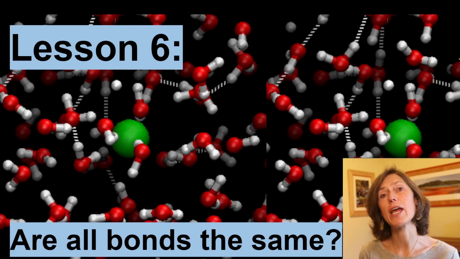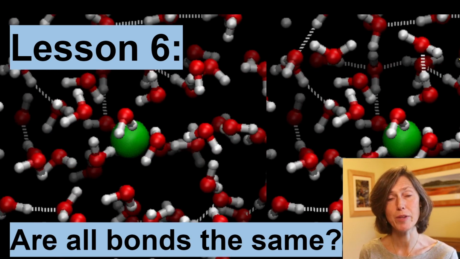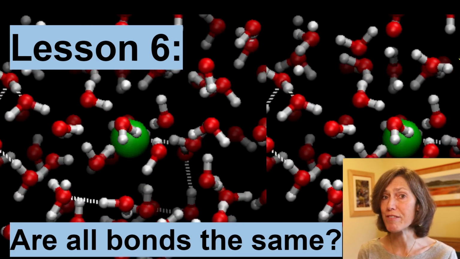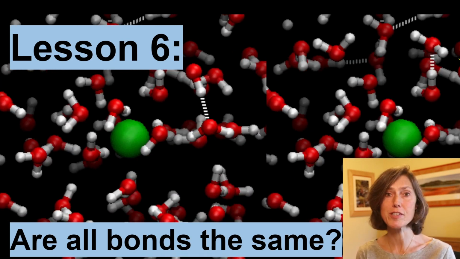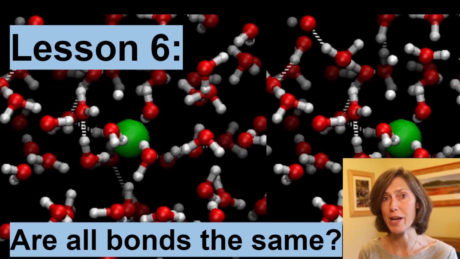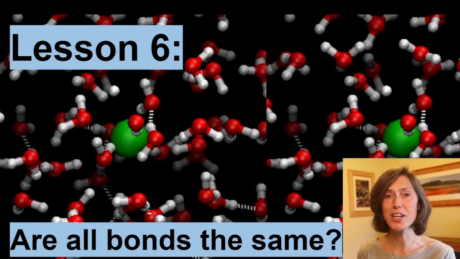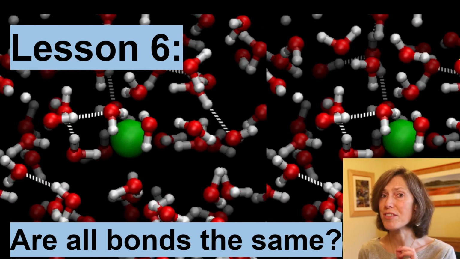Lesson 6 of the chemical bonding storyline focuses on are all bonds the same? Because students are dissolving various ionic compounds in water and notice a difference in the temperature from the beginning to the end of the solvation reaction, this observation clearly underscores that no, not all bonds are the same.